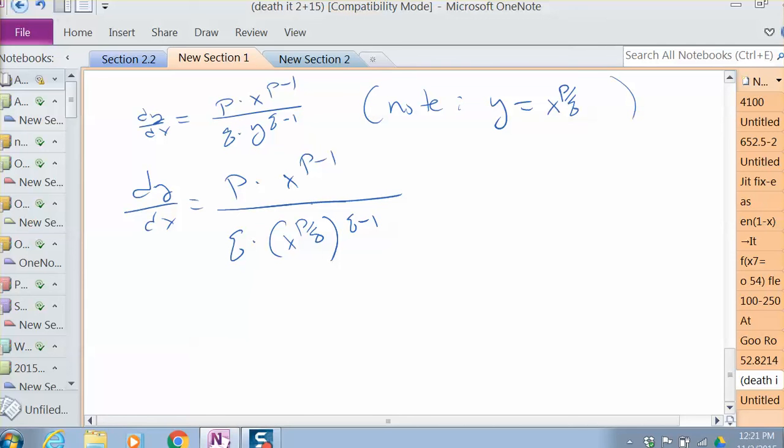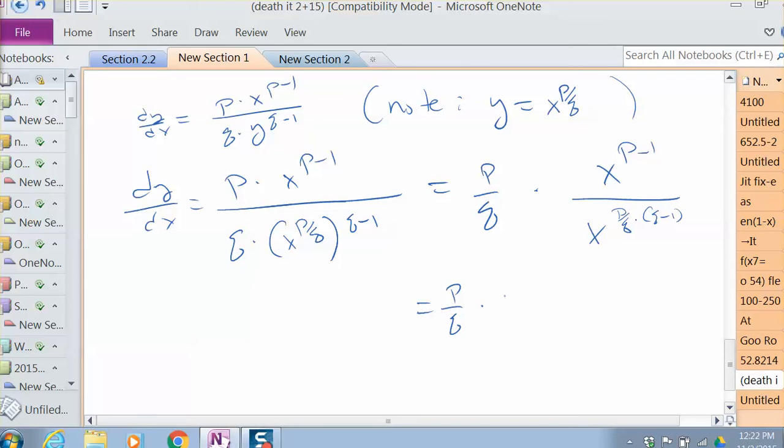So I can kind of separate off the p over q and keep the focus on the x's: x to the p minus 1 power, and x to the p over q times the q minus 1 power. So p over q times q minus 1 is the power for the bottom.